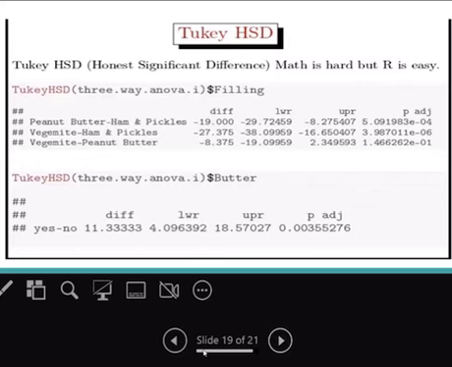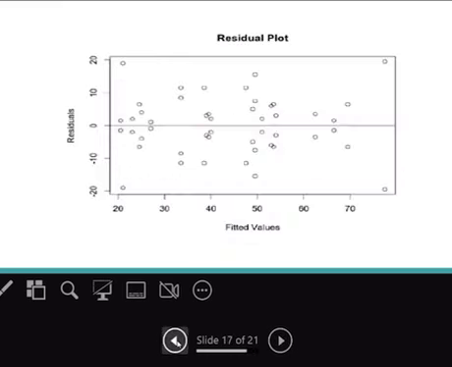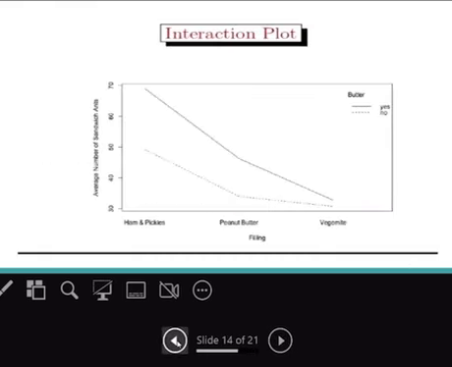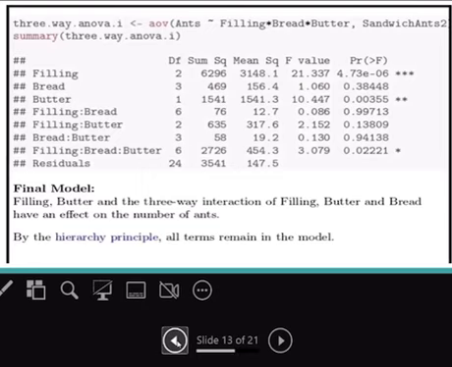Why? Can somebody tell me? Looking at the result here, why is it that I don't necessarily need it? Go ahead. Which indicates how many levels, which means you already know where the difference lies. Good job. Extra credit. Send it to me. When the levels of treatment is 2, you don't need multiple comparison. You already know where the difference lies.